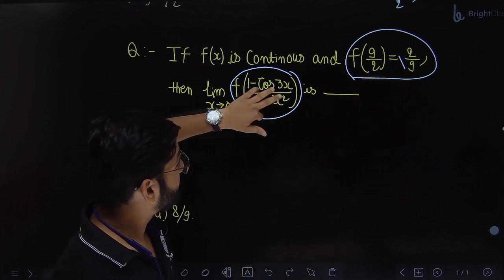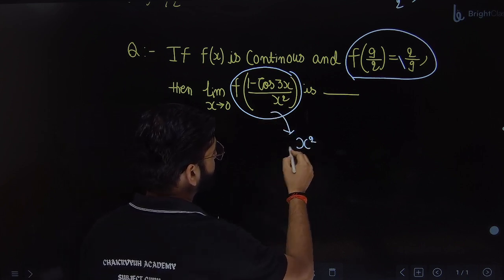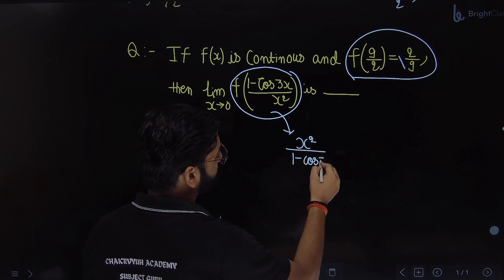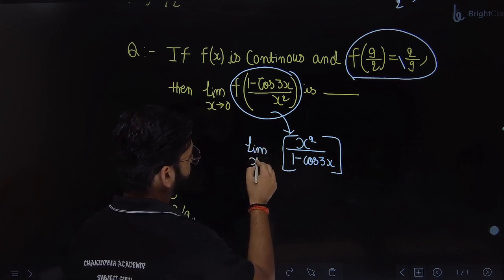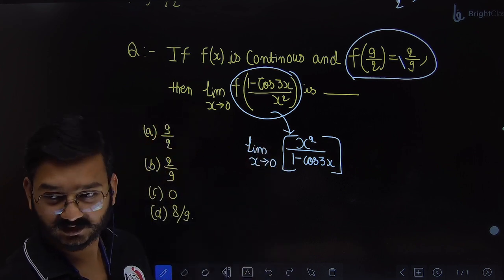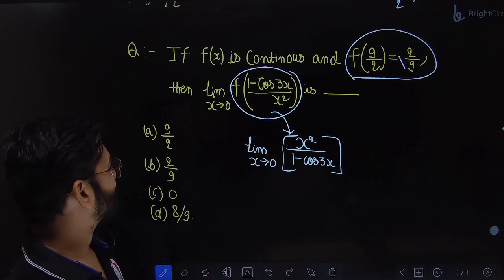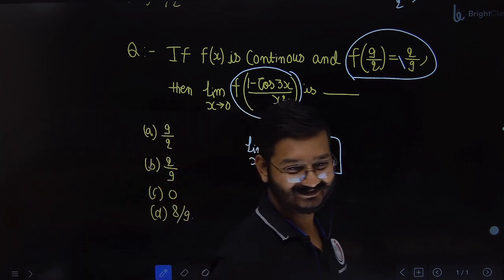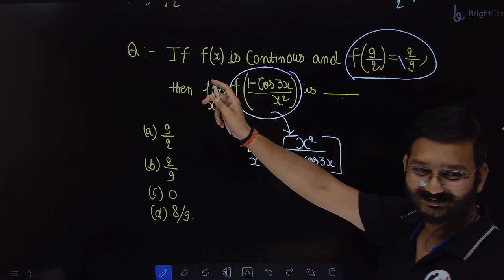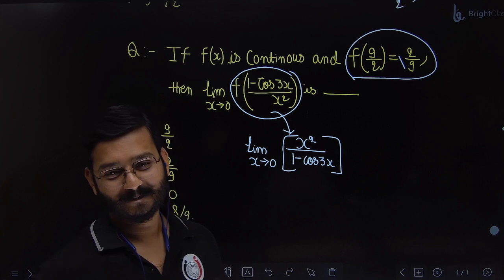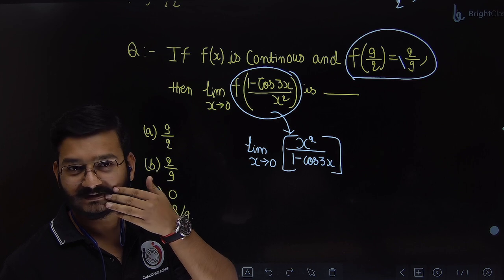So f of this will be what? The reciprocal of that. So this will be x square divided by 1 minus cos 3x, and you have to find the limit of this. Clear? We ignore what we don't want, that's the rule of life, but you can't ignore this f. You have to use the data given. So now can you guys solve it? Yesterday we discussed it.